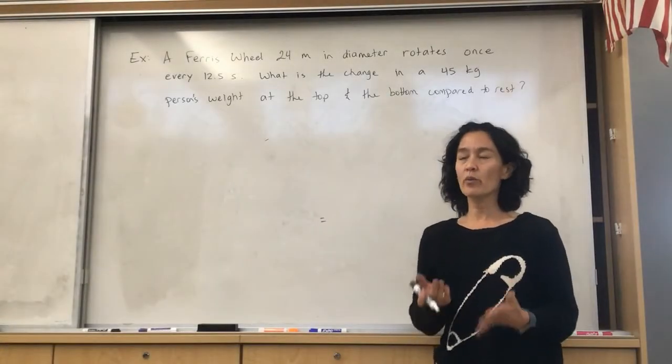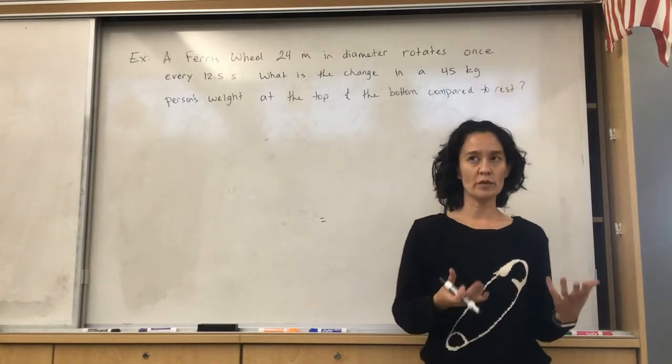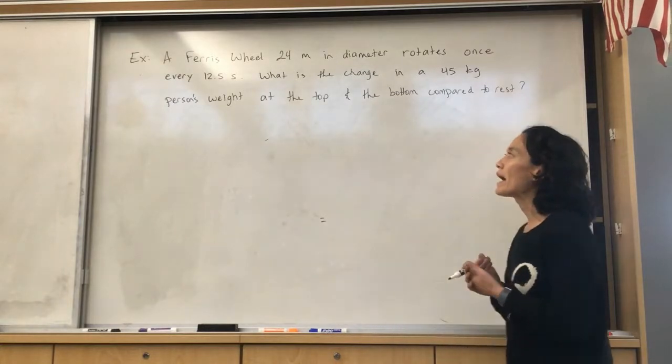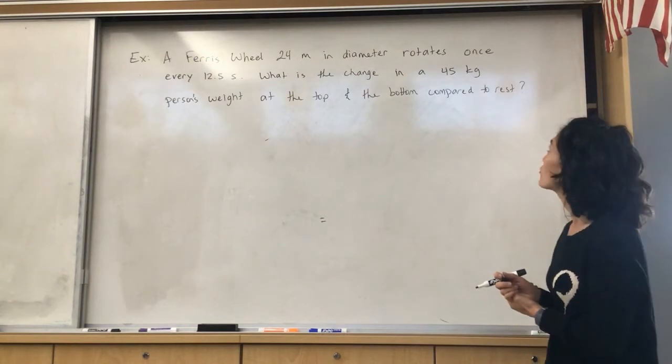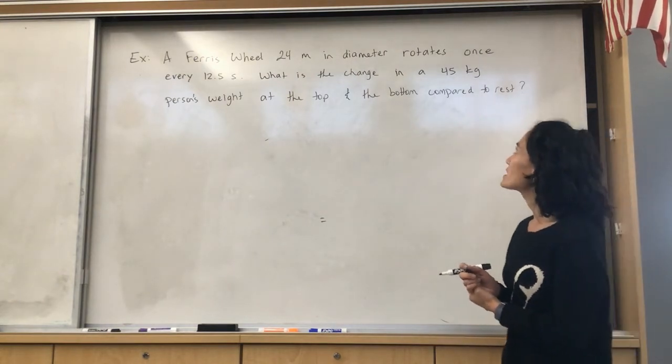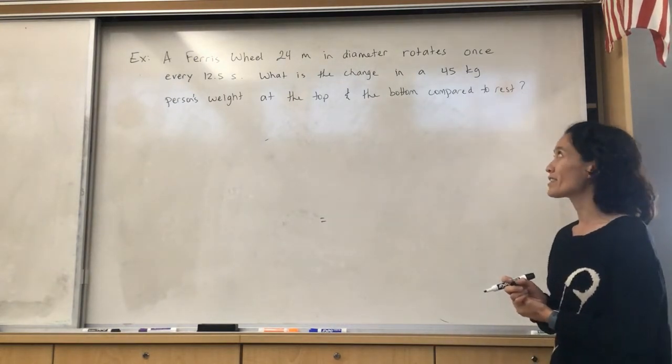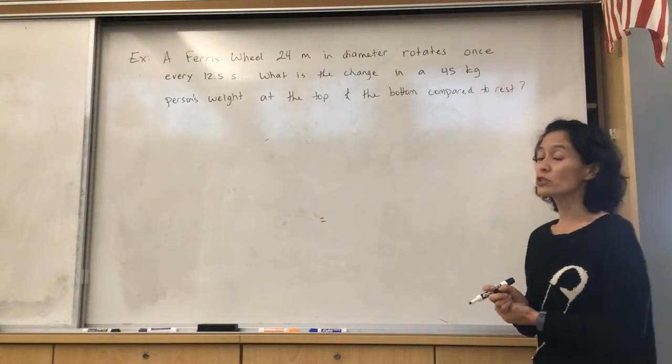Okay, so I want to go through one example of a circular motion type of problem. And this one says a Ferris wheel 24 meters in diameter rotates once every 12.5 seconds. What is the change in a 45 kilogram person's weight at the top and the bottom compared to rest?